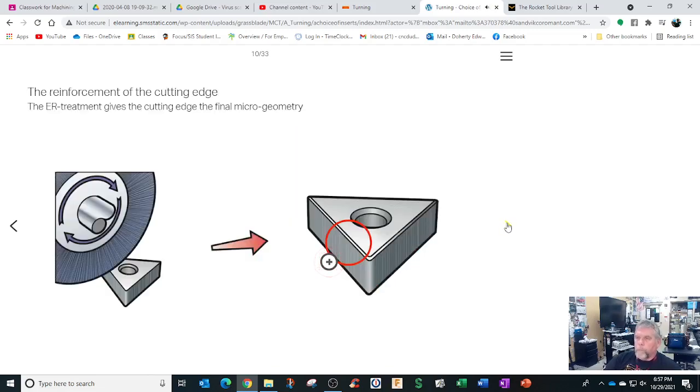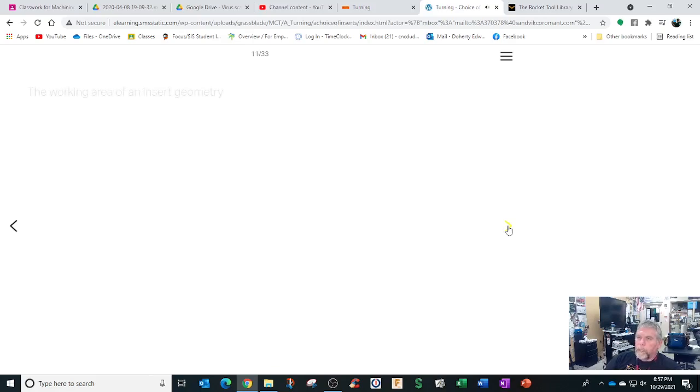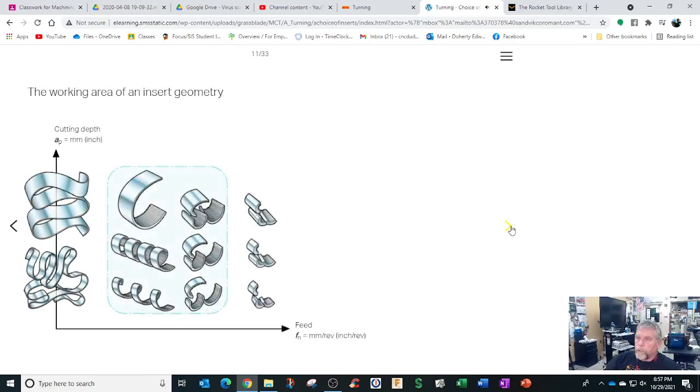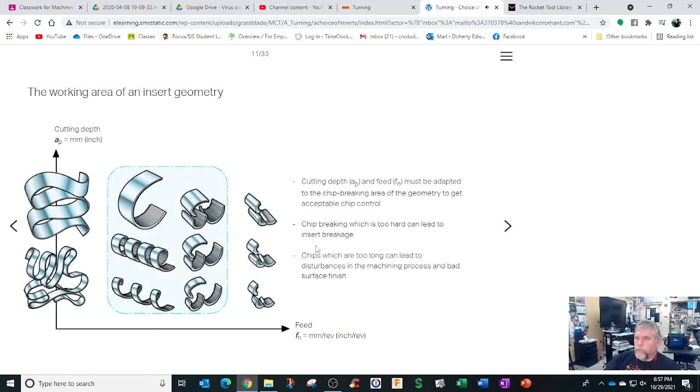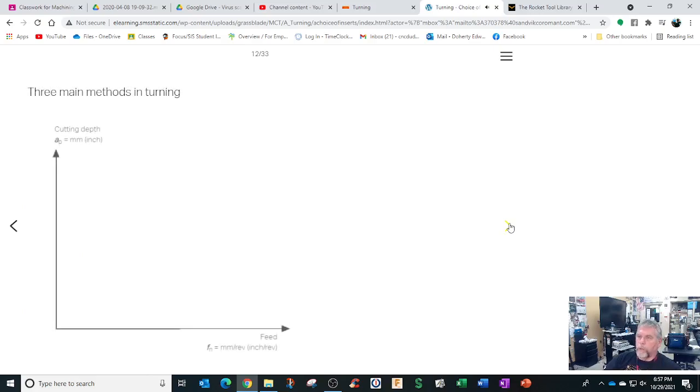The ER treatment gives the cutting edge reinforcement. Each insert has its own unique chip breaking style. If you get your tool working correctly, your chip breaking is optimal. That's what your goal is.